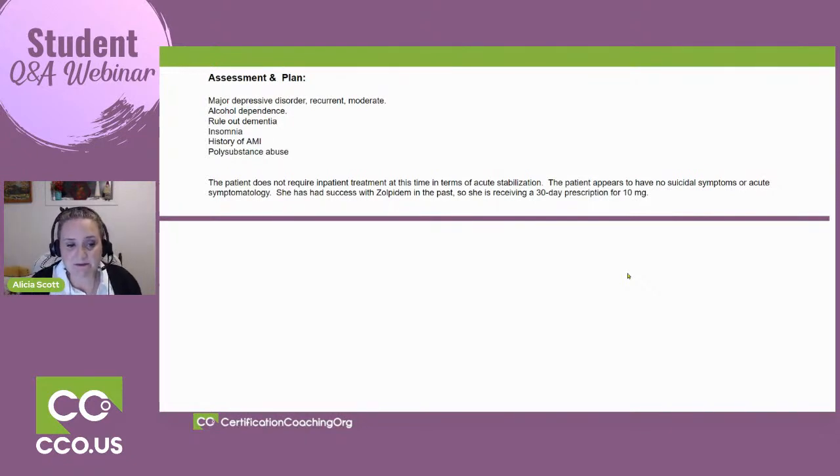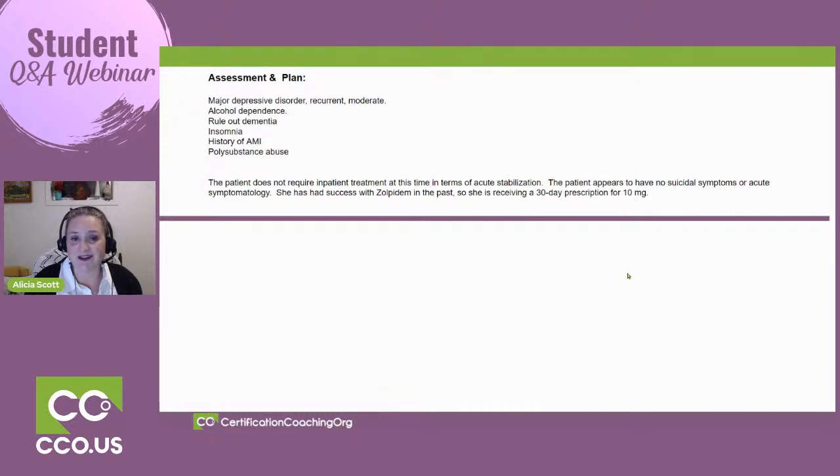Alcohol dependence, rule out dementia. Now, is that a diagnosis? That's not a diagnosis. That's not even a sign or symptom. So the provider is just stating, hey, there's a possibility we have dementia. So you can't code dementia, because when you see rule out, that's not a diagnosis. So don't be looking up dementia codes. And I guarantee you, if I'm going to write the 4 multiple choices, I'm going to put dementia in there.